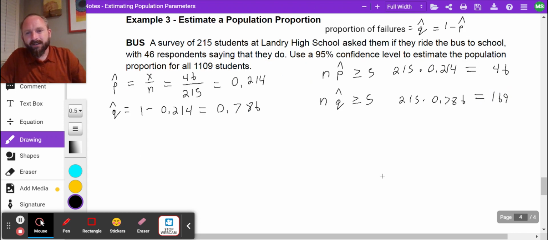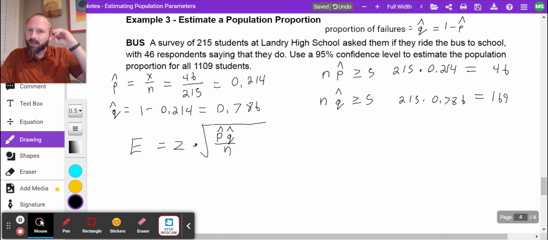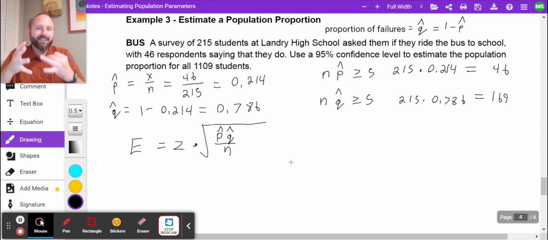All right, so here, let's write down this formula. The error will equal z times the square root of p hat q hat divided by n. Now, what confidence level do we want? We want 95%. So now it's just like take your formula and plug and chug. You just need to plug in all your information.